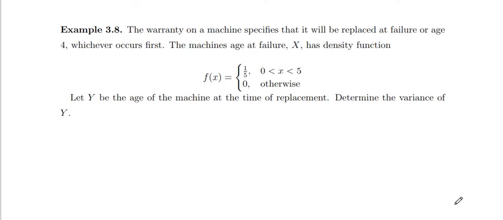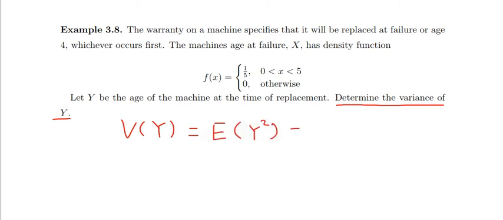Okay, so for this problem, we want to determine the variance of Y. So what is variance? Variance of Y equals E[Y²] minus (E[Y])². So we need to find E[Y] and E[Y²].